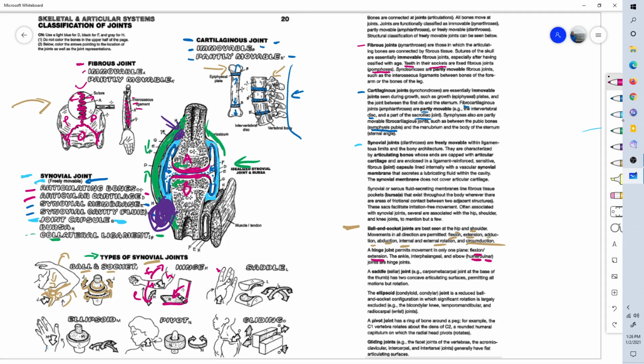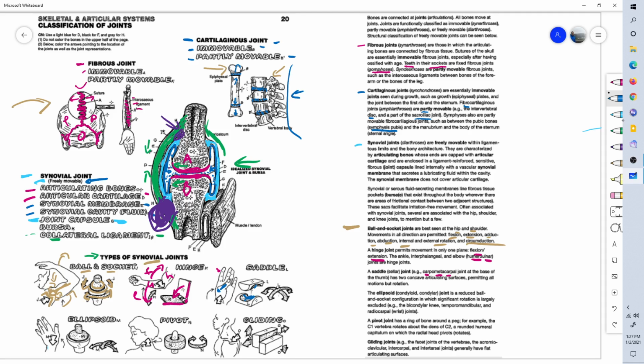And moving on to saddle joints. Now, the saddle joint, the carpometacarpal joint. Here's your metacarpal bone of your thumb, and then here is your carpal joint of the wrist. They interact in this sort of biplanar motion, I guess you could say. It's almost like two hinge joints put together.